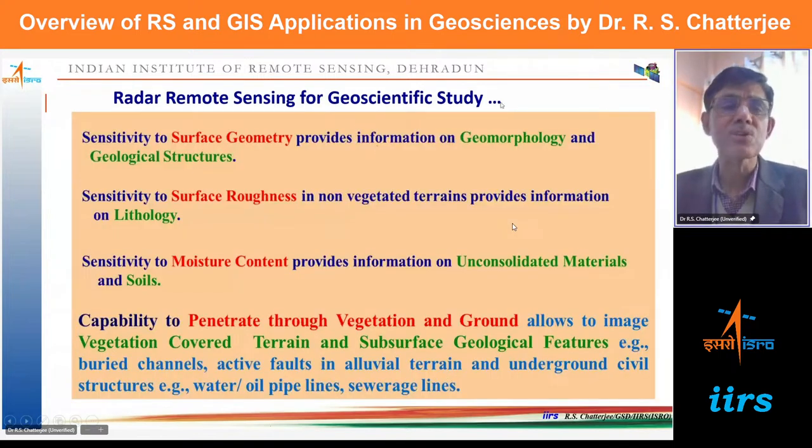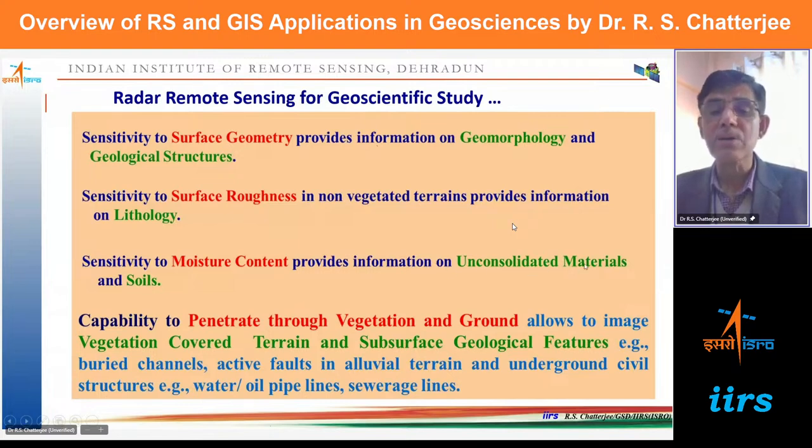See, radar remote sensing for geoscientific studies is sensitive to surface geometry because it is side looking and has radial geometry. So it provides information more on geomorphology and geological structures. It is very, very sensitive to surface roughness. So it is very important in non-vegetated terrain, and it provides information on the lithology. It's sensitive to moisture content, or the dielectric property of the material.